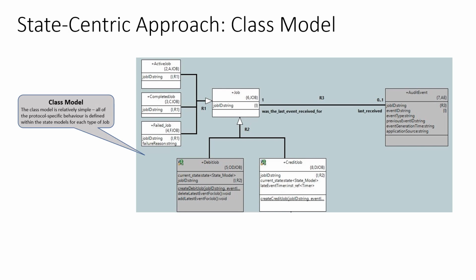As you can see, the class model for the state-centric approach is relatively simple, all of the protocol rules being managed within distinct state models, one for each type of job or transaction type. In fact, the model could potentially be made even simpler. The subtypes declared through R1 were included in order to separate the instance population of jobs currently in progress, the active jobs in this model, such that any find process operating over those instances would always return within a tolerable time, no matter how many jobs have been processed.